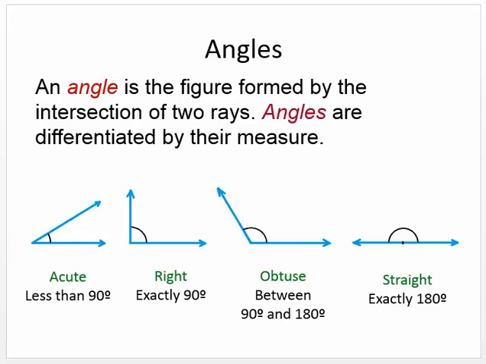Angles. An angle is the figure formed by the intersection of two rays. Angles are differentiated by their measure. We have several different types of angles here. First of all, we have an acute angle. Acute means it's less than 90. Right means it's exactly 90. Obtuse means it's between, here'd be 90, here'd be 180. So obtuse means it's going to fall in this range somewhere. It's greater than 90 but less than 180. And then a straight angle is exactly 180.